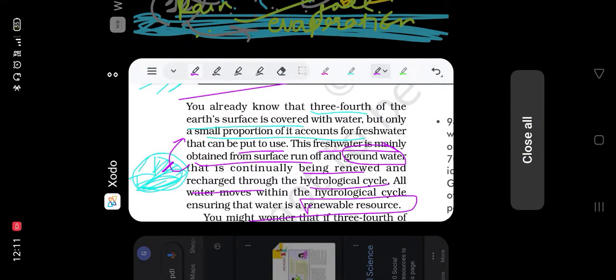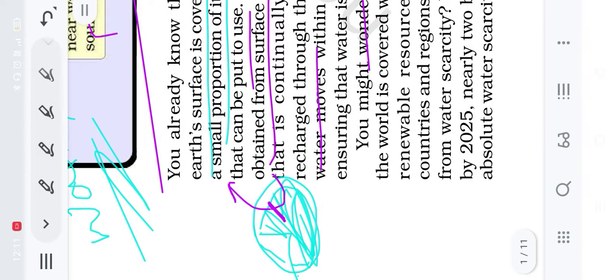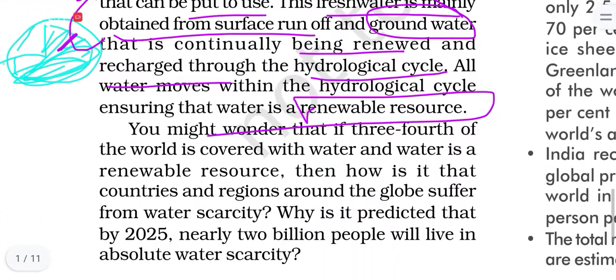Moving further, reading NCERT, what do you have next? Sorry, there was a technical issue.